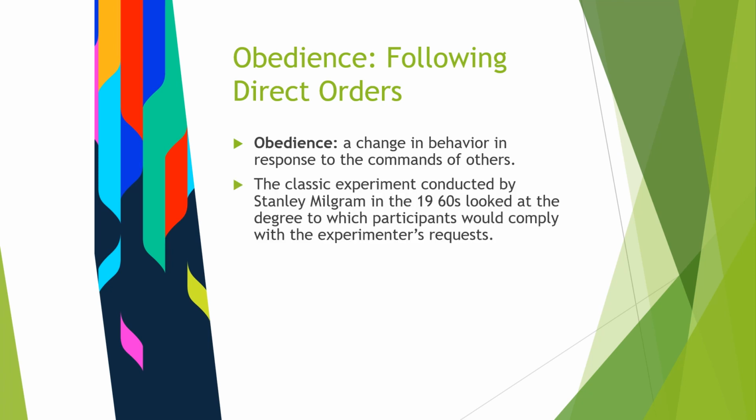Classic experiment done by Stanley Milgram looking at obedience. This was done in the 1960s, and he wanted to look at the way in which participants would comply with what an experimenter was wanting them to do. So again, these participants were just average people looking at in the newspaper, looking for participants that they were going to be paid to take part in the study. The study was done at Yale University, and they came in, and one was going to be the learner and one was going to be the teacher.